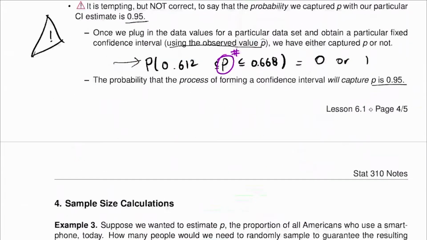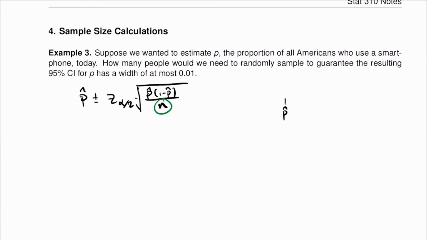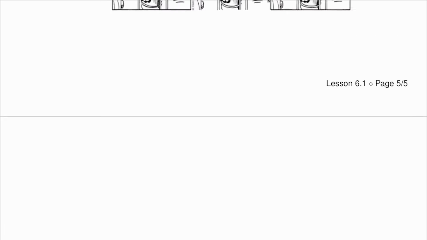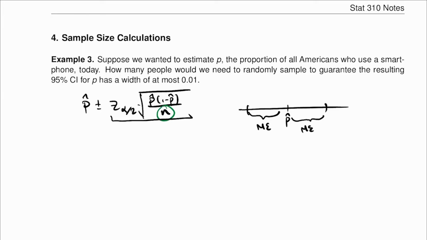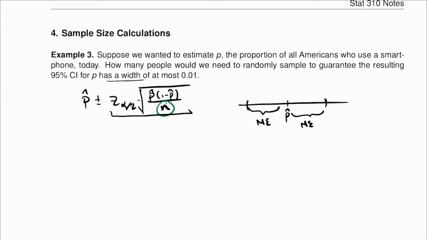So our confidence interval is going to be P hat, plus a margin of error and minus a margin of error. The margin of error in this case is this quantity here. And if we want the interval to have a width of at most 0.01, we want the width of the interval to be less than or equal to 0.01.